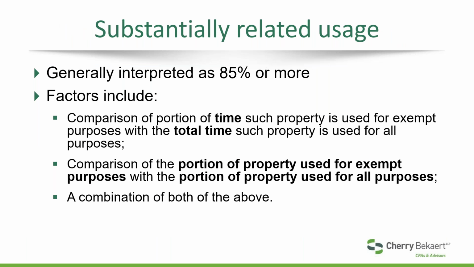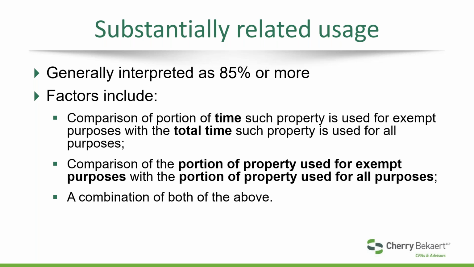So substantially related usage is generally interpreted as 85% or more. There are many places in the code where the term substantially all or substantially related come up, and that has generally been interpreted as 85% or more, but it is based on facts and circumstances, so it's not completely set in stone. Factors that you would consider would be not only the portion of time that the property is used for exempt purposes, but also the portion of property that's used for exempt purposes.